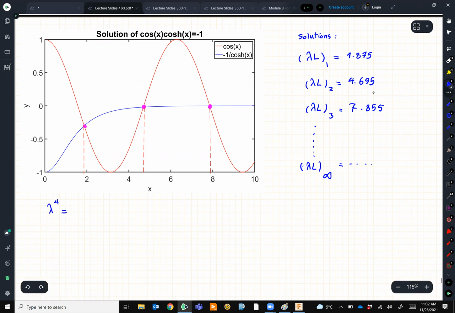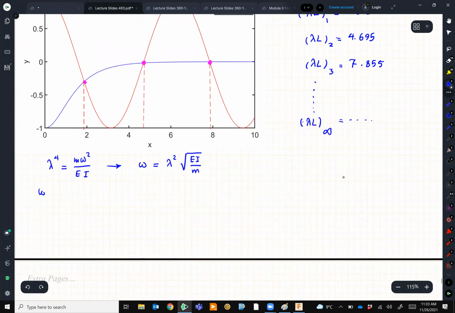So now let's remind ourselves what lambda was. If you recall, to simplify our life, we substituted something with lambda. So lambda was m omega squared divided by EI, things that have meaning for us. From here, I can find omega, which is lambda squared times the square root of EI divided by m. All right, so I have the value for lambda L 1, 2, 3, 4, and so on. So it means I have several natural frequencies.